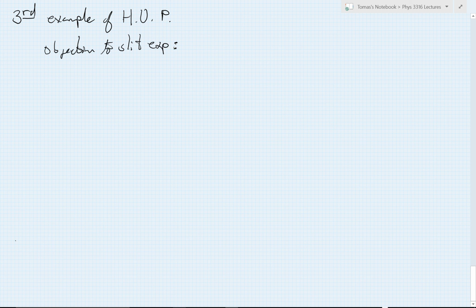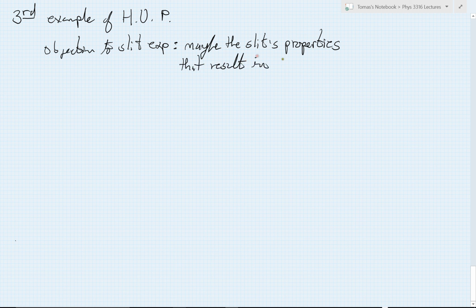would be that, well, maybe it has something to do with the slit. It's the slit's properties, not the properties of these electrons we were sending through, but maybe it's the slit's properties that result in this spread in the momenta.